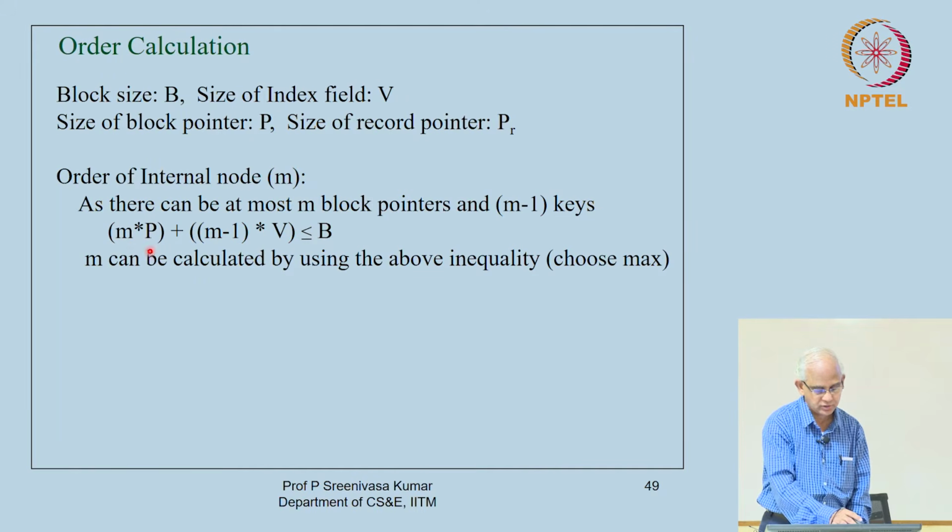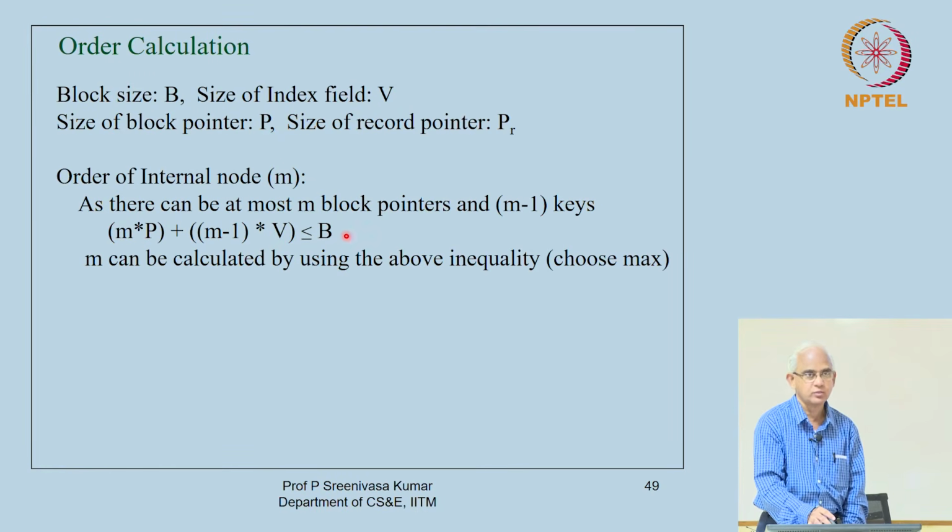So, m times the block pointer plus m minus 1 keys will be there: m tree pointers, m minus 1 keys. Each key is of size V. So, this sum should be less than or equal to the block size. Basically, this is the inequality that can be used to fix m. Obviously, we will choose the maximum value that satisfies this inequality.